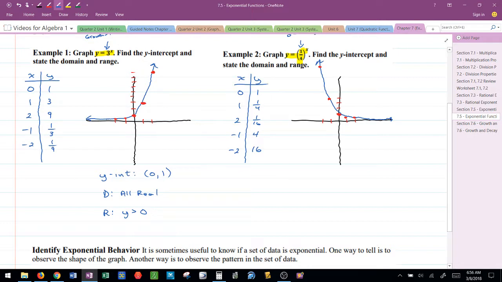So for decay, my y-intercept, again, all I got to do is look, what's happening when x is equal to 0? I have 0, 1. The domain is my x's. I have an arrow going in both directions. There's an arrow there. So I know my domain is all real. My range is again restricted because this graph comes down, but no matter how large of an x I plug into that power, it's never going to get to 0. It'll get really, really close to 0, but it'll never get to 0. So I know that the y's always have to be greater than 0.